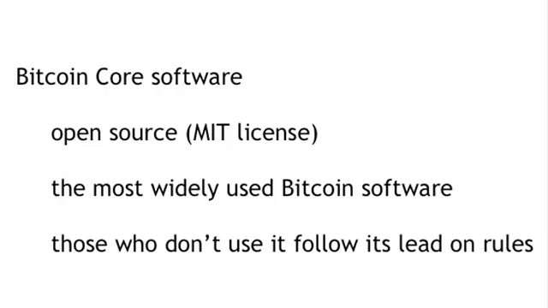The Bitcoin core software comprises the most widely used Bitcoin software. And even those who don't use it tend to look to it to define what the rules are. That is, people who are building alternate Bitcoin software typically try to mimic the rule-defining parts of the Bitcoin core software. That is, they look at the parts that check which transactions are valid, they look at the parts that check which blocks are valid, and they try to behave in the same way as the core software. So this is the focal point for talking about what the rules are.